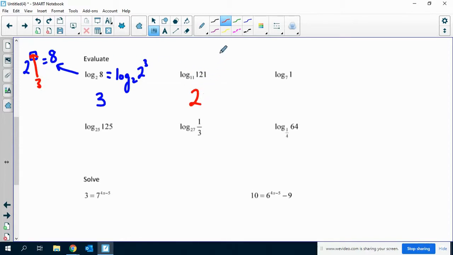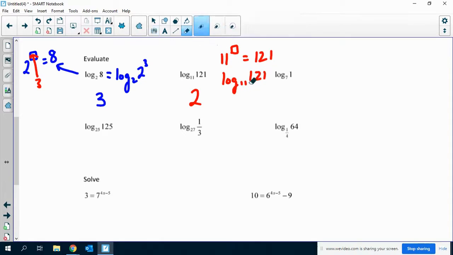Likewise, this has to be 2 because in this problem, we have 11 to something power equals 121, and I know that would be 2. The other thing I can know is that if I have log base 11 of 121, I can rewrite 121 as 11 squared. So the log base 11 of 11 squared, that basically cancels each other out because they're inverse functions, and then I'm just left with 2.